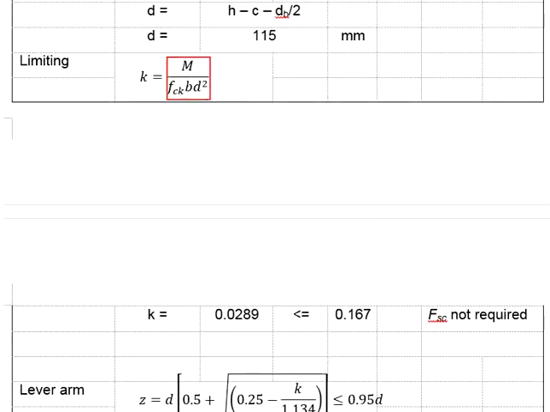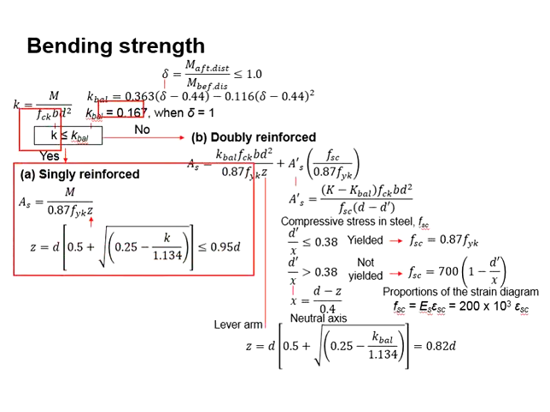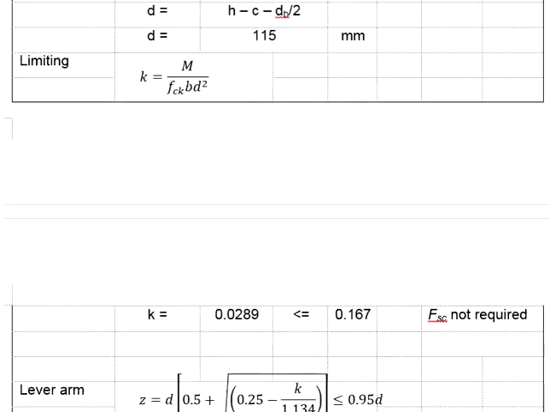Having found all the values, substitute into the equation, and you get your K equal to 0.0289. Compared with 0.167, the K is less than 0.167. When the K is less than 0.167, you know that it is singly reinforced, as expected from a typical slab.